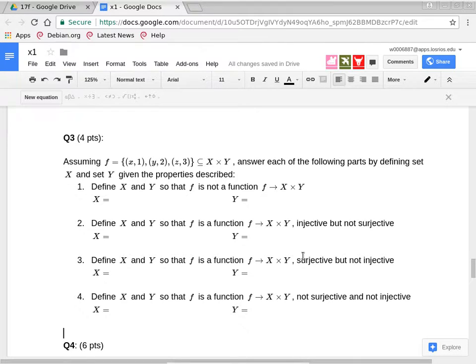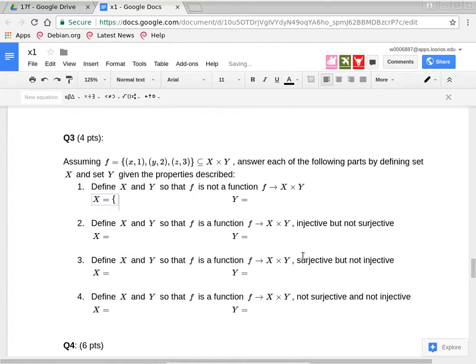Okay. So here come the questions. Part 1 is to somehow define X so that F is not even a function. Define X and Y so that F is not a function using X as a domain and Y as a codomain. But you cannot change the definition of F. You can change the definitions of X and Y.